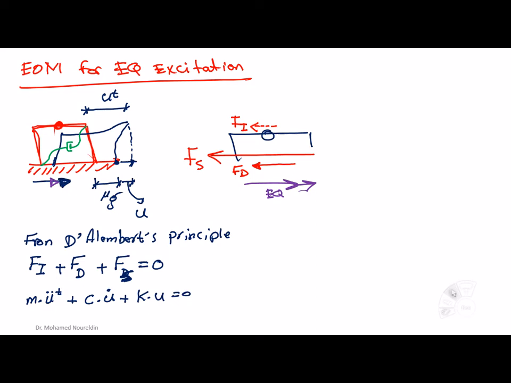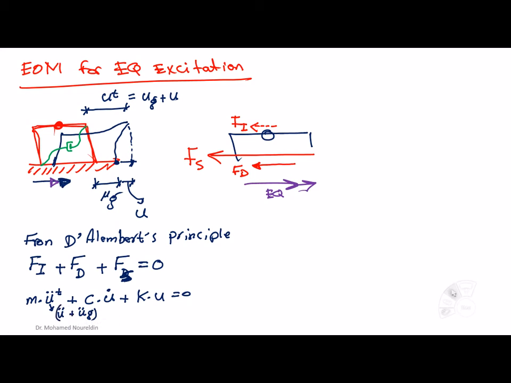So we are going to put our equation again. If we substitute this u double dot t, as you can see, ut equals ug plus u, right? So this means that u double dot t is going to be u double dot plus u double dot g. We have two types of displacement.